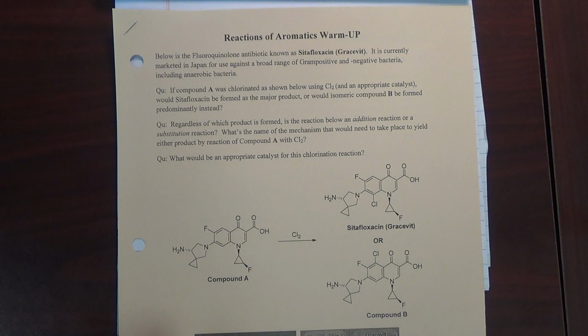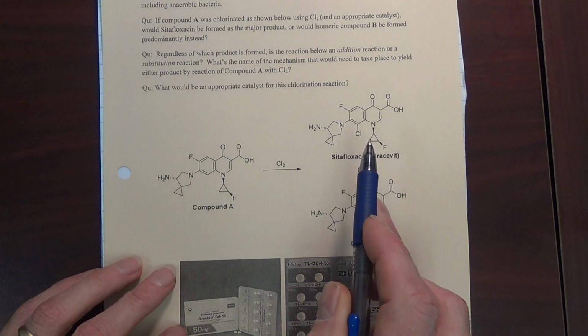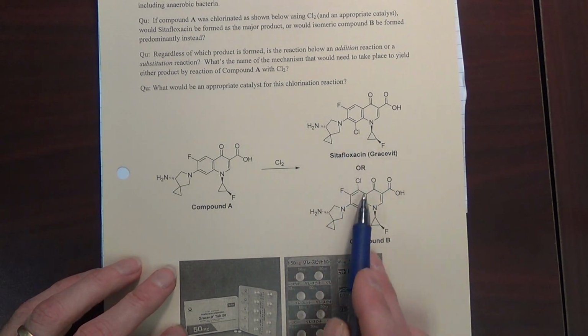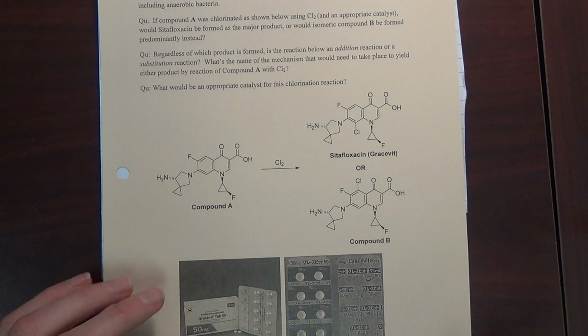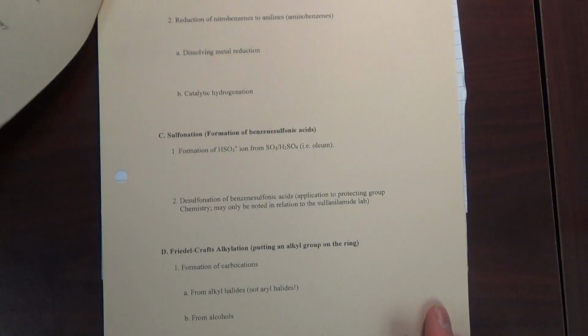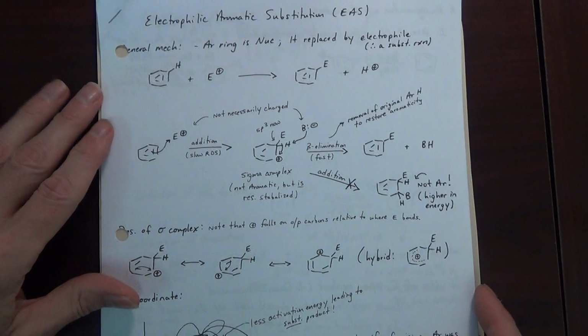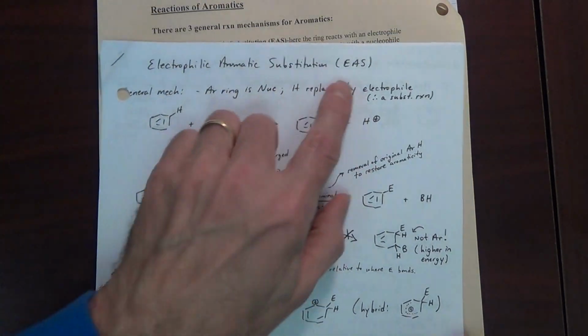You can take a look at chlorination of the aromatic ring. Looking at regiochemistry, is the chlorine going to end up in this position or this position? We'll learn about how to predict regiochemistry of such reactions. Okay, we have this handout. We also have the EAS handout.